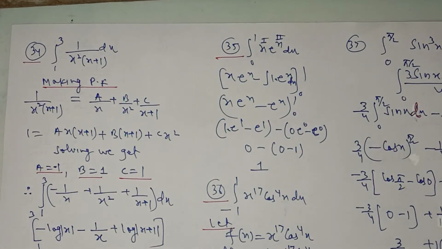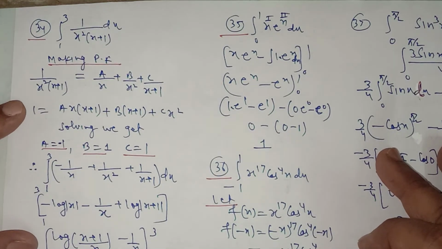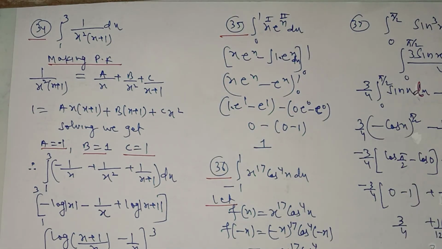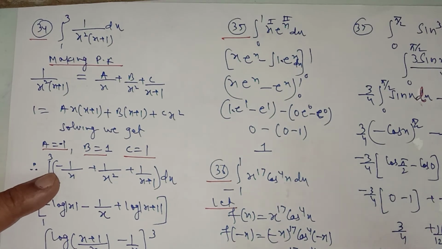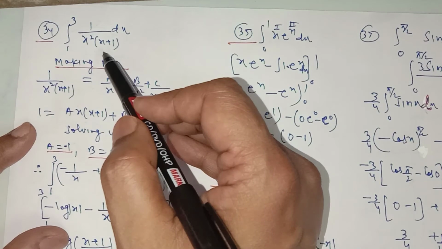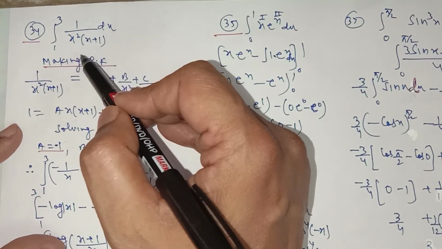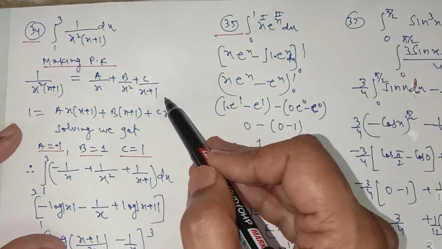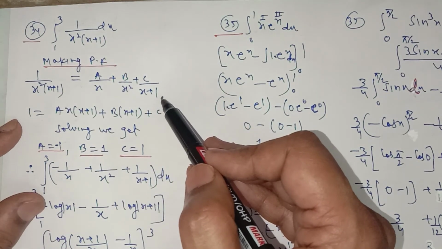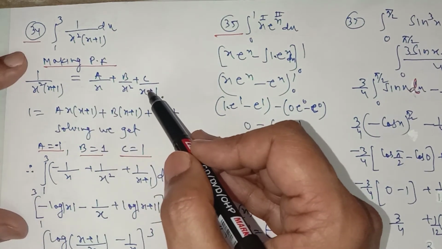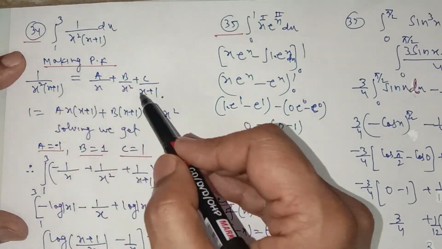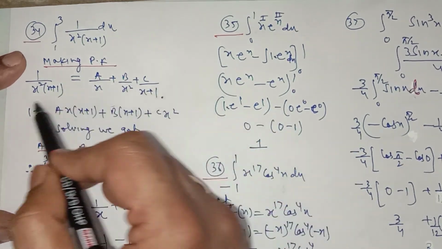Now in question number 34, it is 1 upon x square into x plus 1, and you make it the partial fraction of second type: A upon x plus B upon x square plus C upon x plus 1. This is the second type of partial fraction, and you know how to find the values of A, B, C by adding the right hand side, and the denominator will be cancelled with the denominator.